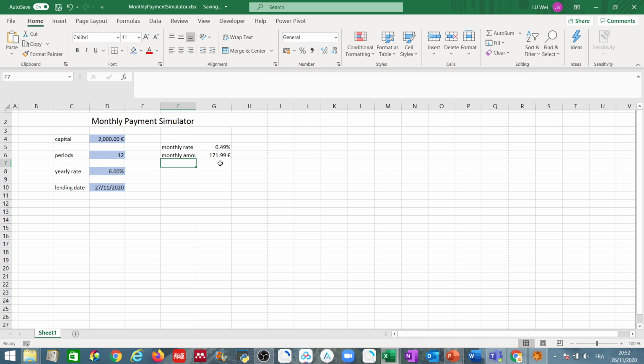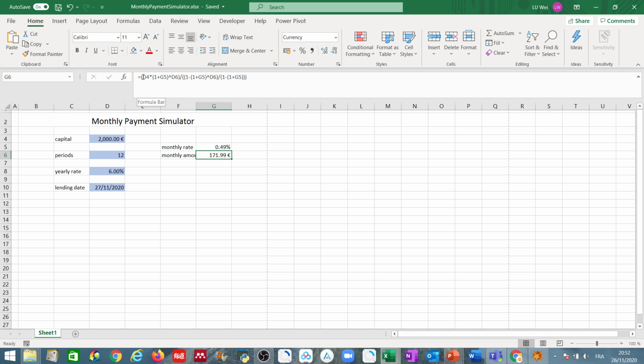Okay, we have just figured out it's 171.72 euros each month to pay back 2,000 euros borrowed at the beginning of the year and pay it back in 12 times. So this is the monthly amount.